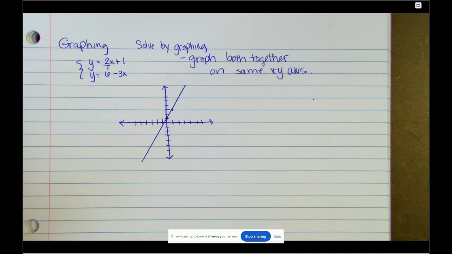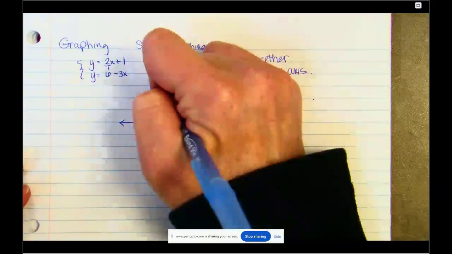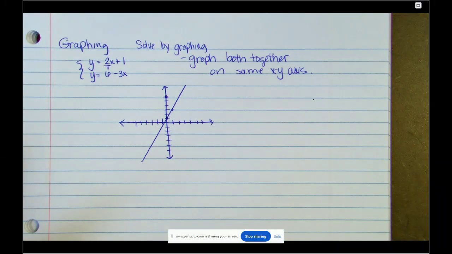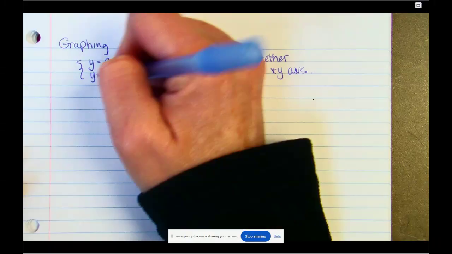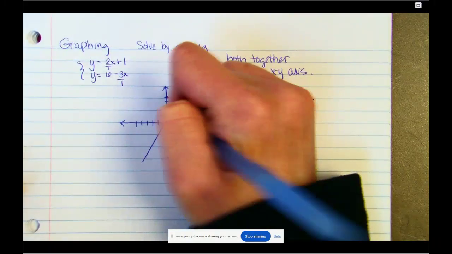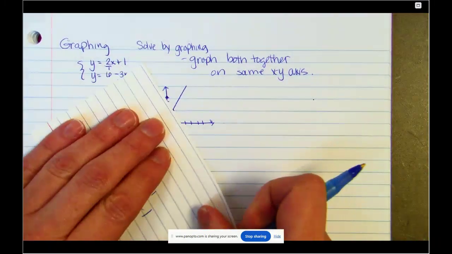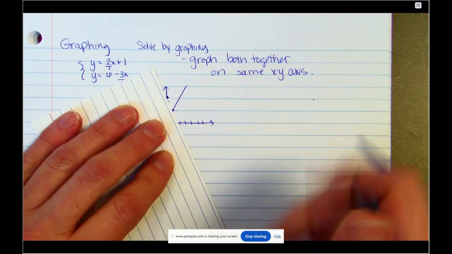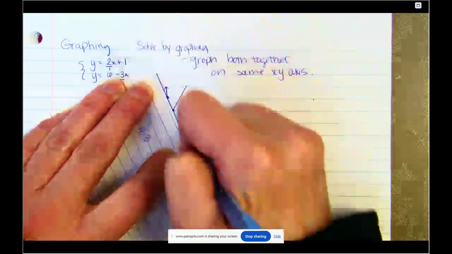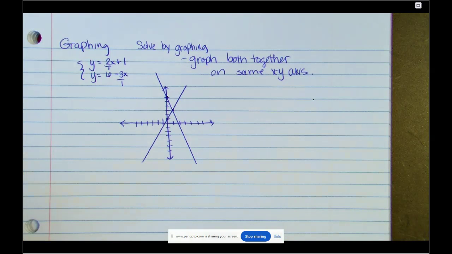Okay, let's talk about the second line. What's his y-intercept? 6. So that's this up here. What does the slope tell us to do? Down 3, right 1. Down 3, right 1. Puts me here. Okay, there's our lines.